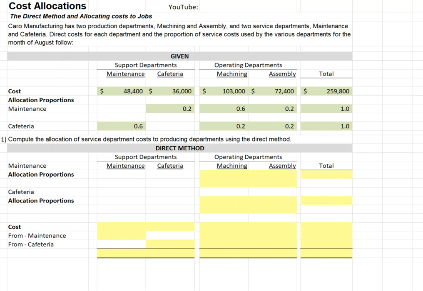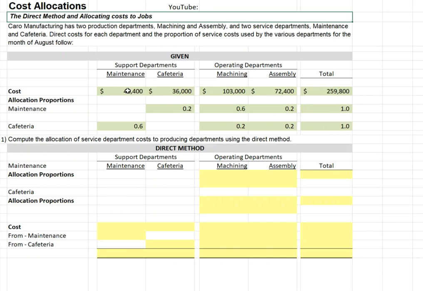In this problem, we're going to allocate service department costs using the direct method and then allocate costs to jobs. Carlo Manufacturing has two production departments, the machining and assembly departments, and two service departments, maintenance and cafeteria. The direct costs for each department and the proportion of service costs used by the various departments for the month of August are given below.